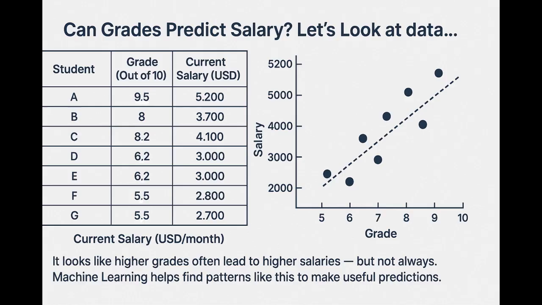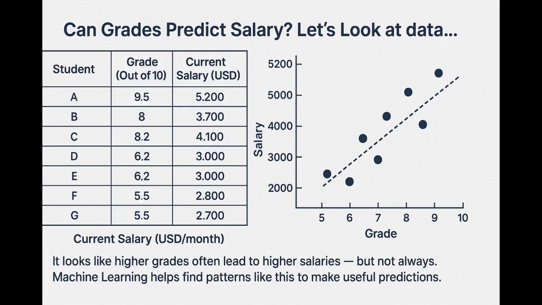But assume this case: data of grade and equivalent salary of various students. This is the student, this is the grade out of 10, and this is the current salary in USD. Here it's just sample data. We can see some pattern, and if we go through the graph, we can easily understand. But there is no solid rule. We cannot create a solid rule.